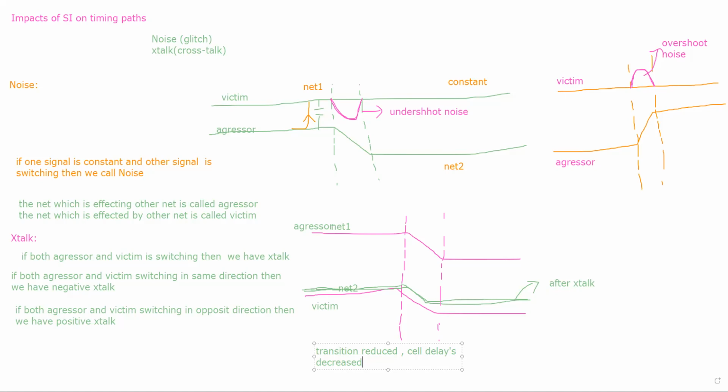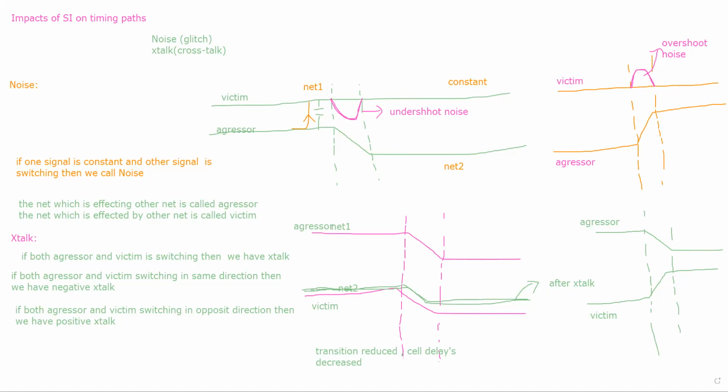Now come to the other type of crosstalk. If both nets are switching in the opposite direction, let's say you have one signal and you have another signal switching in the opposite direction. This is your switching time. Let's say this is the aggressor and this is the victim. So now how will it impact your victim net? Will your victim net transition increase or decrease?